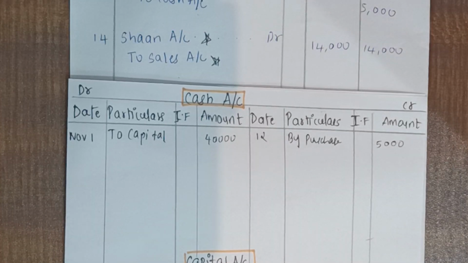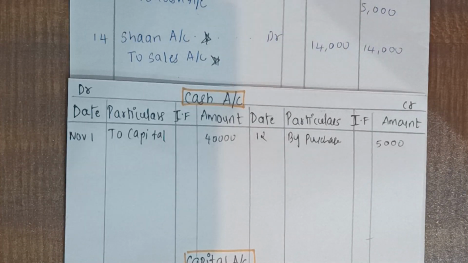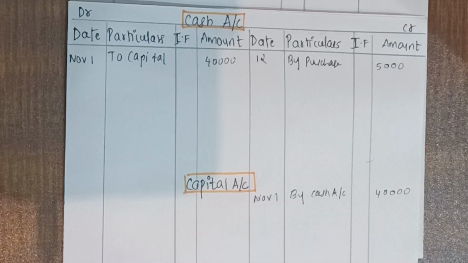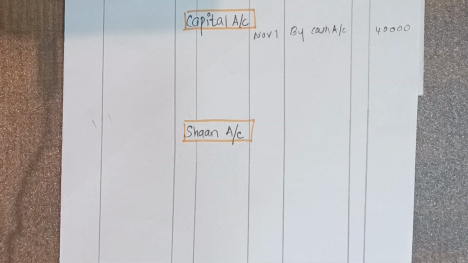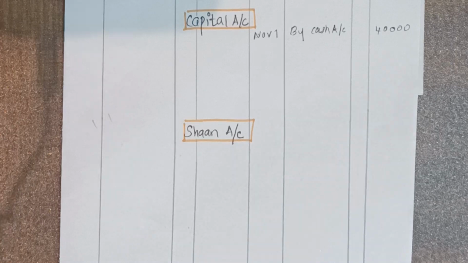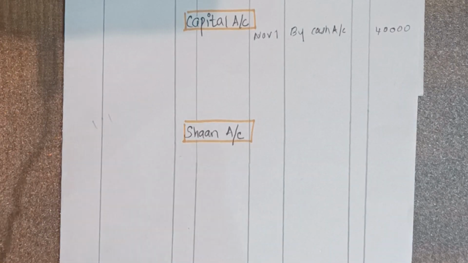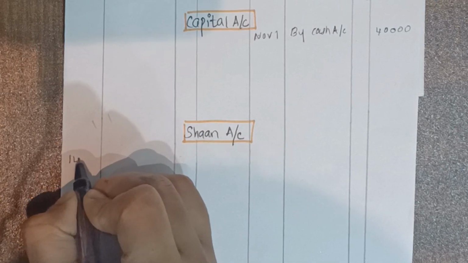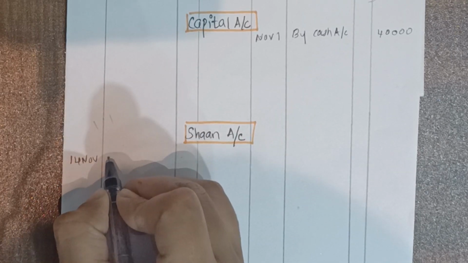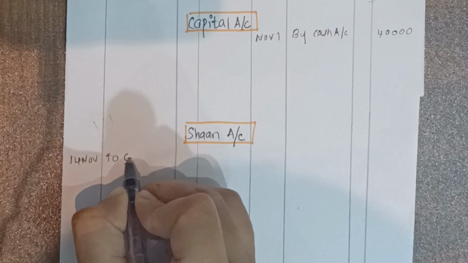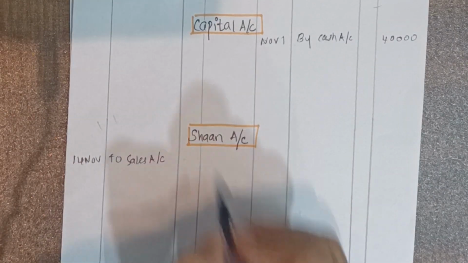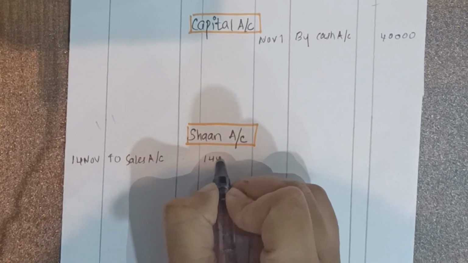So let's start with the third one, that is Shan account debit to sales account. Now we know that the Shan account is written on the debit side. So instead of Shan, what do we write? We will write sales account, and the date is 14th November. So here we'll write to sales account, and the amount that we'll write is 14,000.